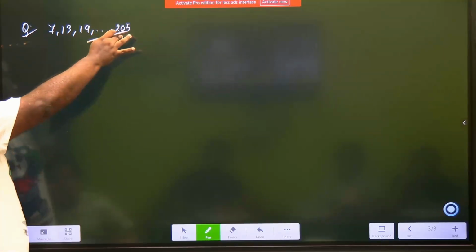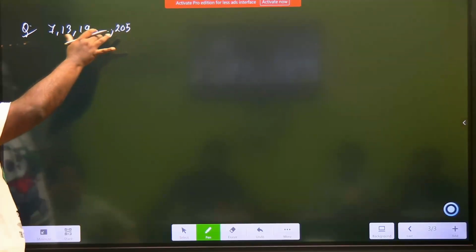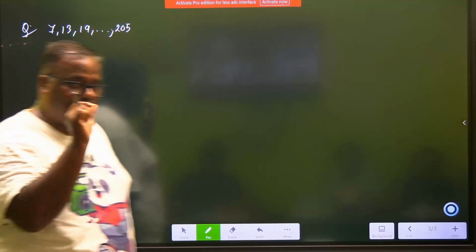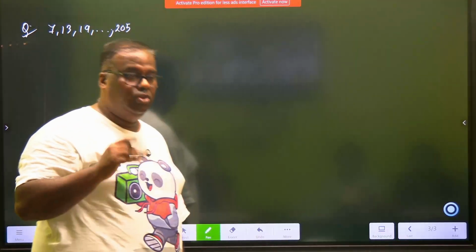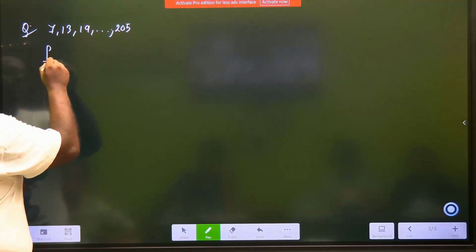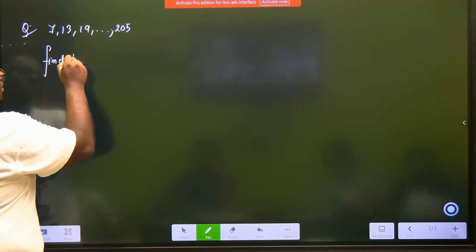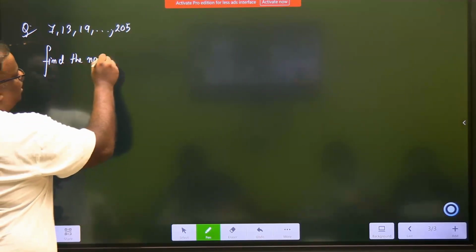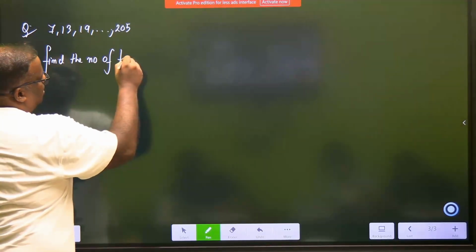Now it says some term, which means this is the last term. This is a finite AP. I hope you know what is a finite and non-finite AP. Finite AP stops, a non-finite AP goes on. Now they're asking us, find, these are problems which will come in exam, the number of terms.